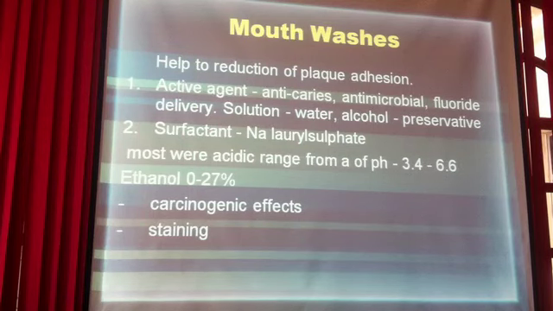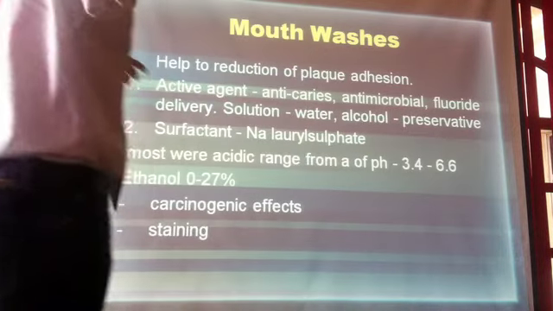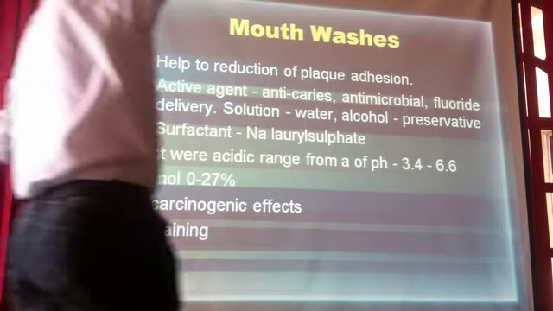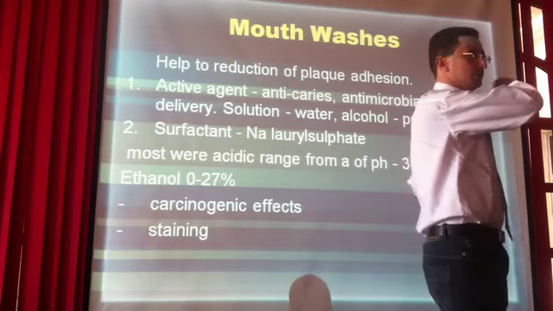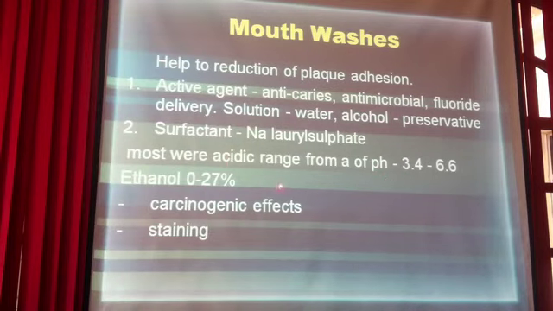Okay, surfactants. What are surfactants? The pH ranges from 3 to 6.6, the range between acidic and alkaline, so it's acidic. And the range according to the ADA is from this range to this range. And ethanol, if it's contained, it has to be from zero. So if it's zero, it's okay. Most of the mouthwash we have here is zero. And 22 up to 27, so it cannot be more than 27. Why? Because the ethanol has a cariogenic effect and can cause some stain.